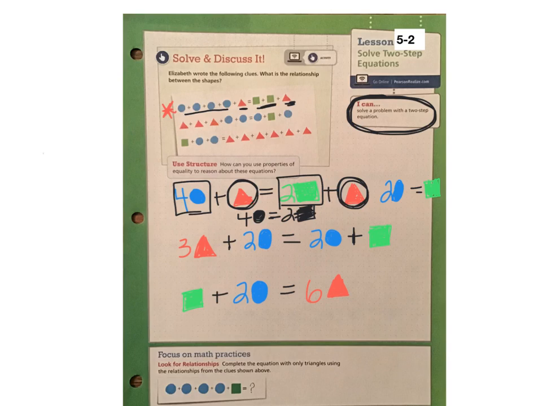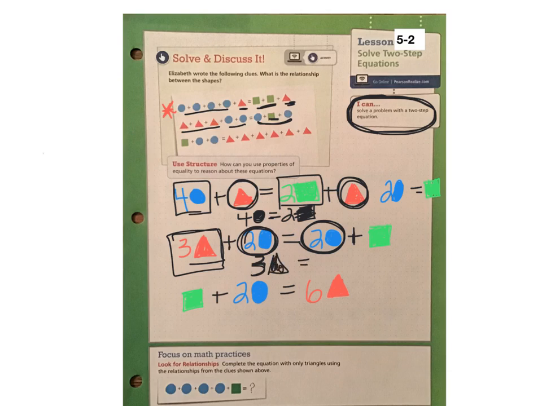Now let's take a look at the second equation. The second equation has 3 triangles and 2 circles equal to 2 triangles and 1 square. In this equation, both sides of the equal sign have 2 circles. So what that tells us is that the 3 triangles must be equal to 1 square.